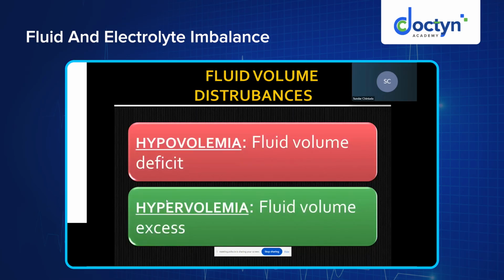When we talk about fluid volume disturbances, you have hypovolemia. That means the volume of fluid is deficient, either in the body or in the cell. On the contrary, there is hypervolemia, in which there is excess fluid volume, that is, the fluid volume is present in more than the normal amount. For example, if sodium is in the range of 135 to 145, any value less than 135 will be a hypo value, and any value greater than 145 will be a hyper value. So these are hyper and hypovolemia.